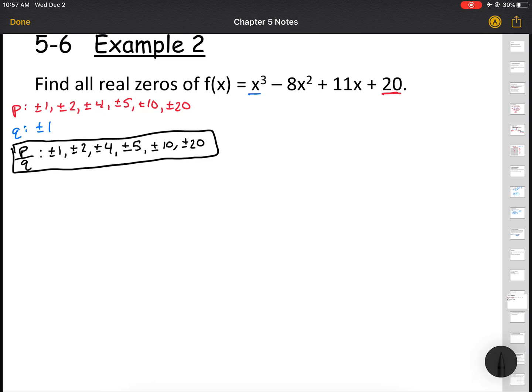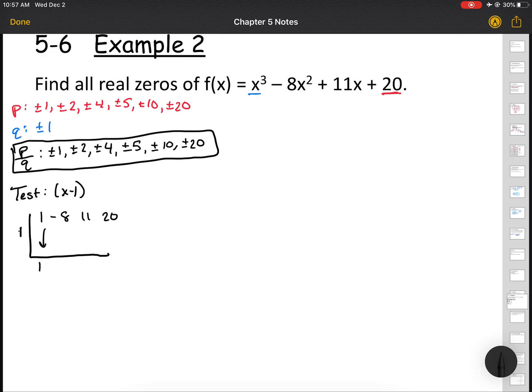Okay, so now I'm just going to test some values. Looking at the first one, I'm going to test a factor of x minus 1, and I'm going to test that using polynomial synthetic division. So I'm going to put the opposite sign, which is 1, on the left side of the L chart. Then I'm going to write down my coefficients, and I don't need any placeholder zeros because my polynomial has descending exponents and we're not missing any. So my coefficients are 1, negative 8, 11, and 20.